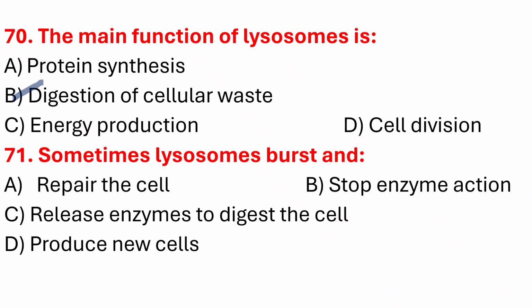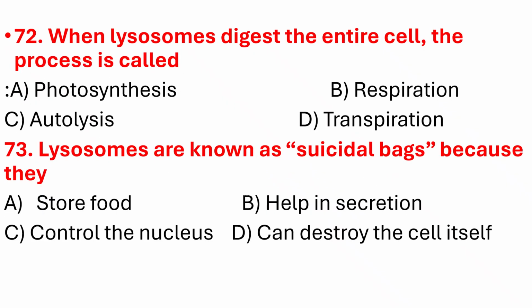Sometimes lysosomes burst and repair the cell, stop enzyme action, release enzymes to digest the cell, produce new cells. Option C, release enzymes to digest the cell. When a lysosome digests the entire cell, the process is called photosynthesis, respiration, autolysis, transpiration.